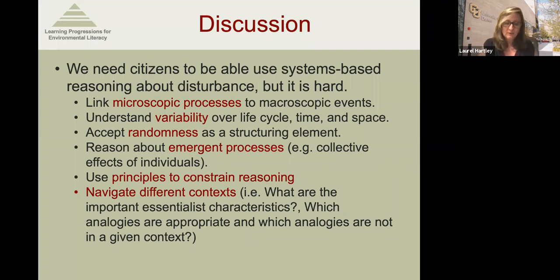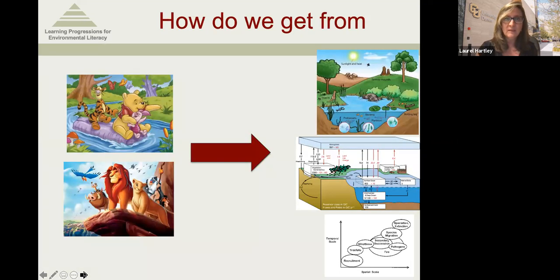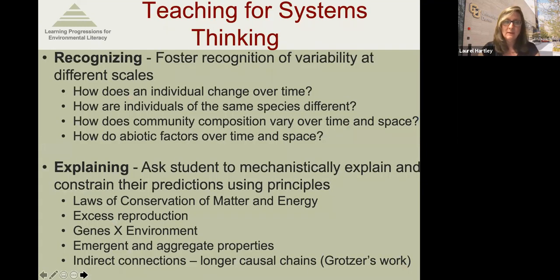So for example, taking what you know about snakes in general and applying it to a python, that's an appropriate type of analogical thinking. But taking what you know about kids moving to a different middle school and applying that to a python moving from Burma to the United States or the Everglades, that's not an appropriate analogy. So the challenge is, how do we get students from the Disney thinking, the Lion King thinking about ecosystems to principle-based thinking, model-based thinking, quantitative reasoning, hierarchical systems? How do we get them from here to here? Well, we have some ideas.